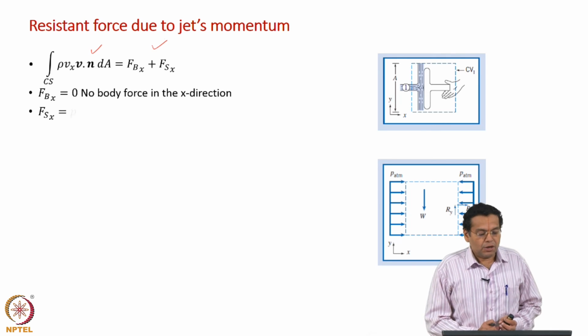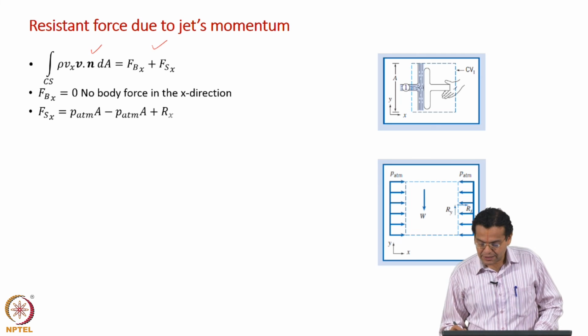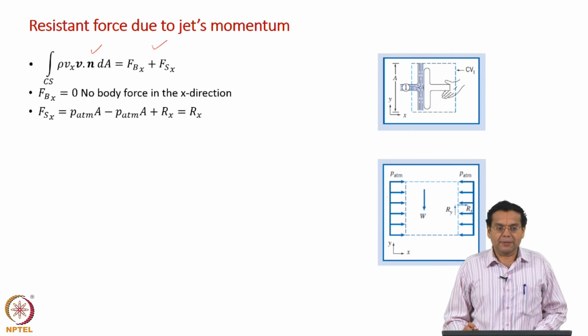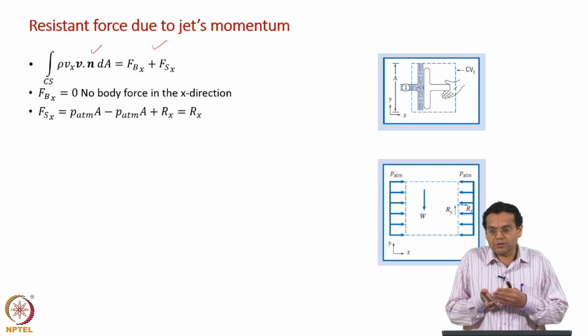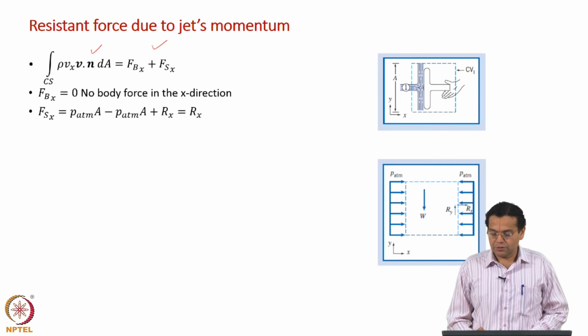Now, what are the surface forces? How do we account for them? Surface forces are due to atmospheric pressure, of course it cancels out, and due to our hand, the reaction force because of our hand. Now, focus on this diagram where we have shown all the forces.